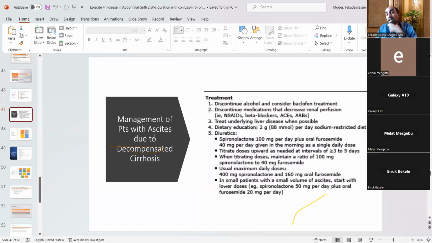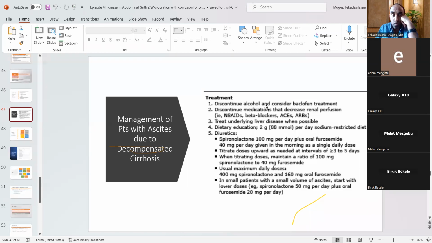So management of ascites in general. If this patient came without decompensation, well, the cirrhosis is decompensated. The moment the patient develops ascites, that means the cirrhosis is already decompensated. So management of patients with ascites due to decompensated cirrhosis, one of them is salt restriction. The amount of salt should be less than 2 grams within 24 hours.